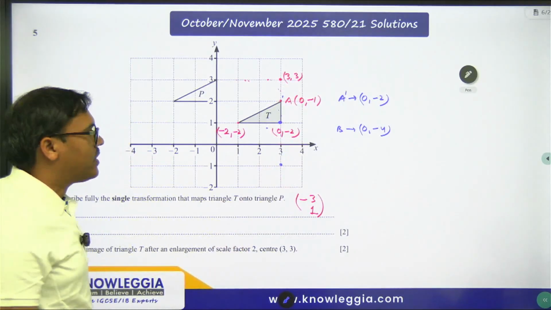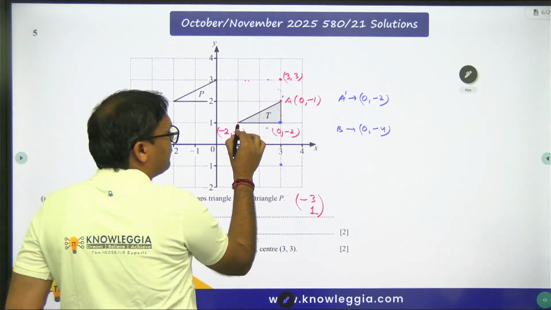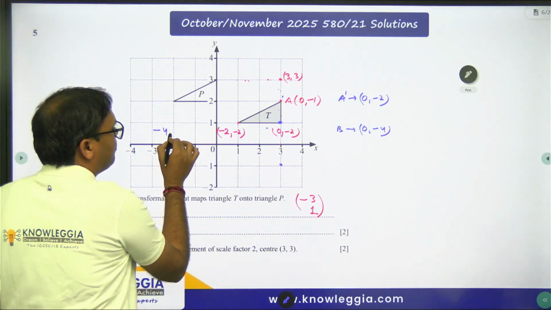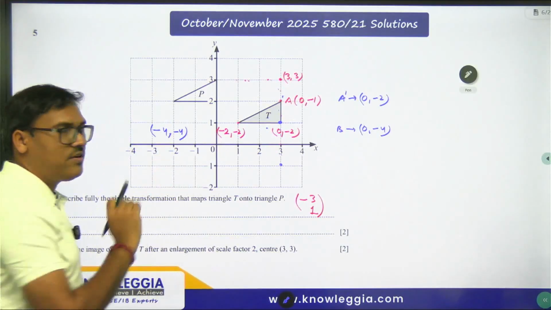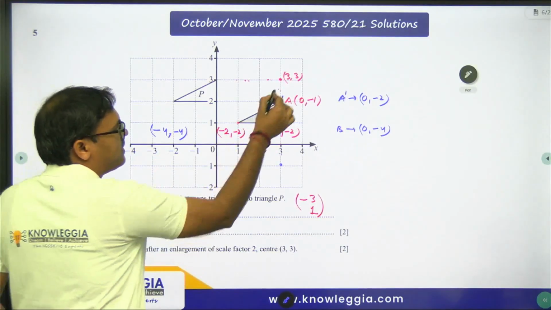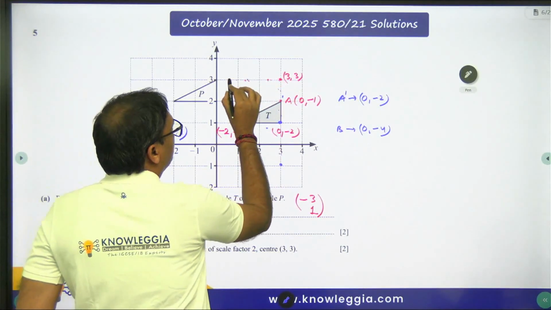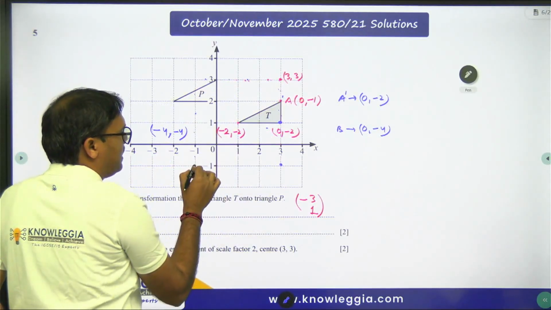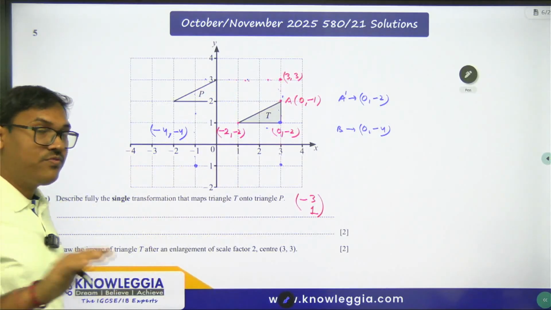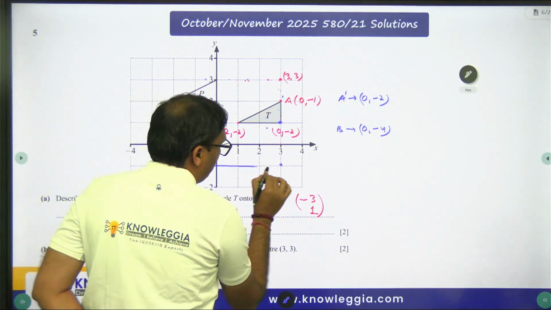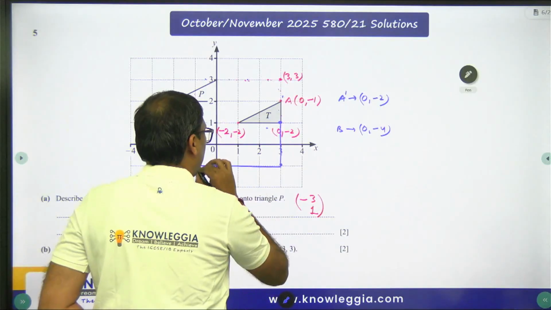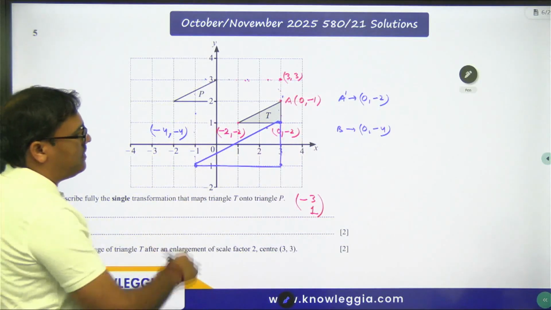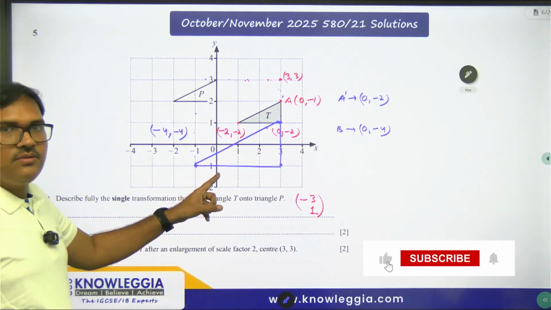Now with respect to this, what is the coordinate of this point? This is minus 2, minus 2. So this point will move to minus 4, minus 4. Just multiply with the scale factor of 2. So this point with respect to the center will become 4 units left and 4 units down. That is this. So what will be the final figure? The final figure will be this, just joining these points. So this will be the final answer for this question.